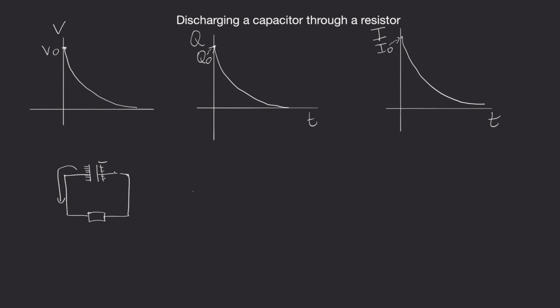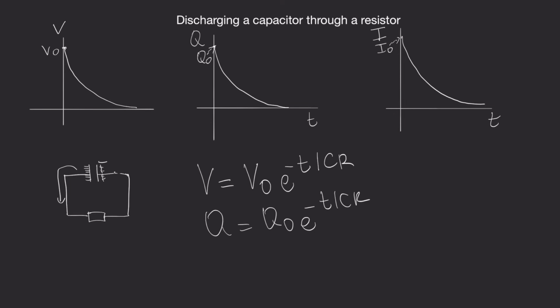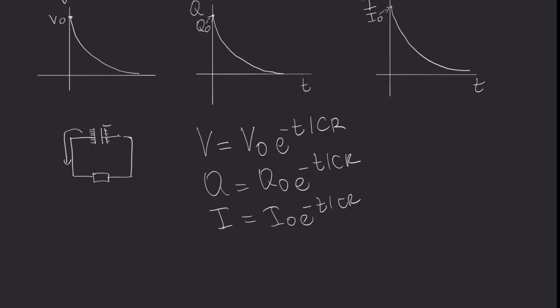When a capacitor is discharging, the voltage across the capacitor is equal to the initial voltage, and then we have this factor of minus t over CR. It's a negative exponential. The same equation can be applied for the current in this discharging circuit and for the charge in this discharging circuit across here as well. And these are the discharging equations for a capacitor.